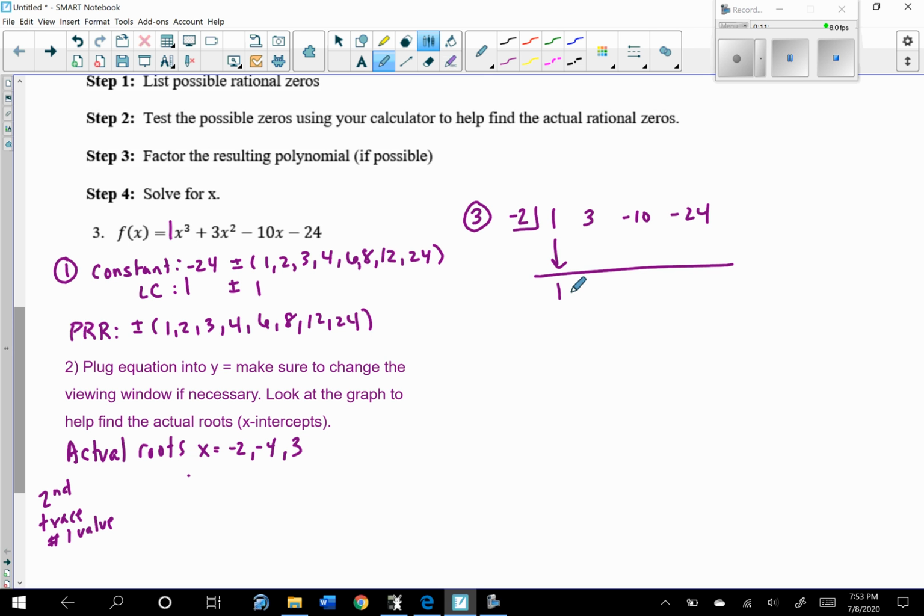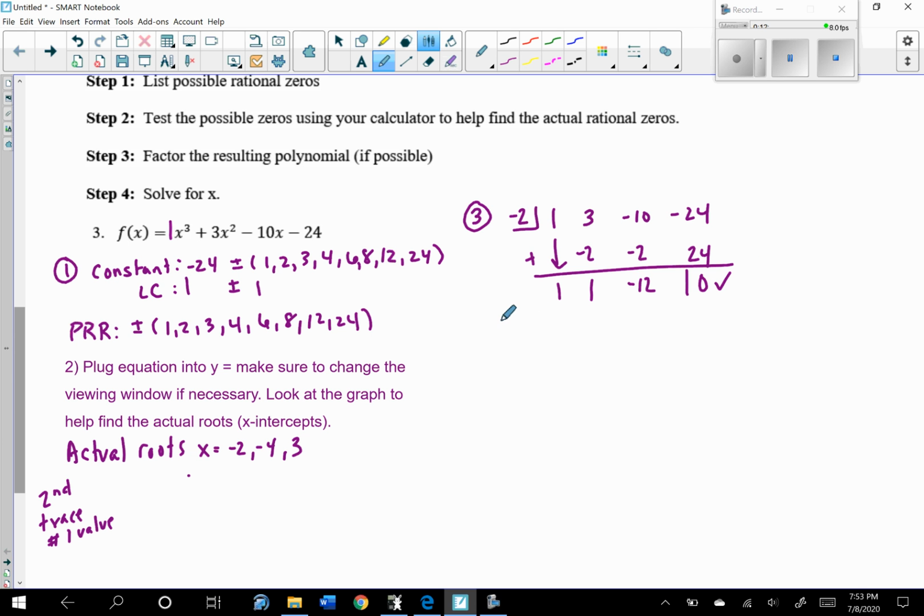Bring down the first term. Remember, we add them. So 1 times negative 2 is negative 2. Add these together to get 1. 1 times negative 2 is negative 2. Add these together to get negative 12. Negative 12 times 2 gives us 24. So that means the remainder is 0, which we know should happen because we know it's a factor.